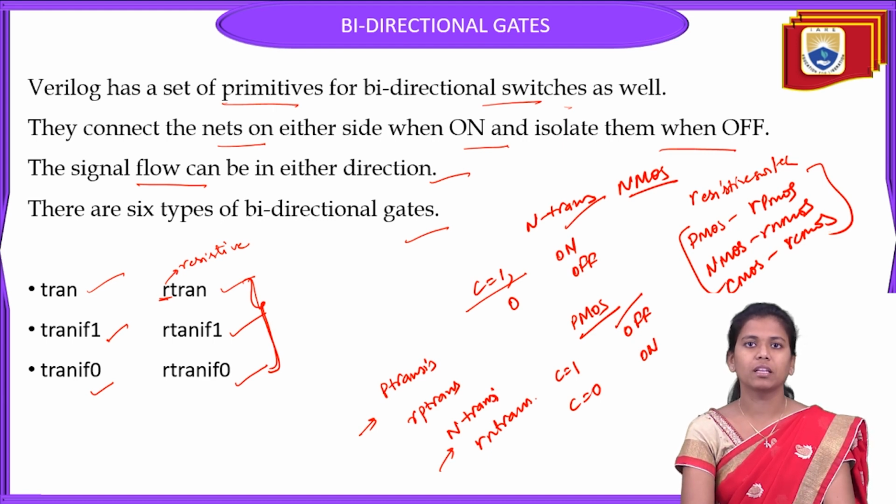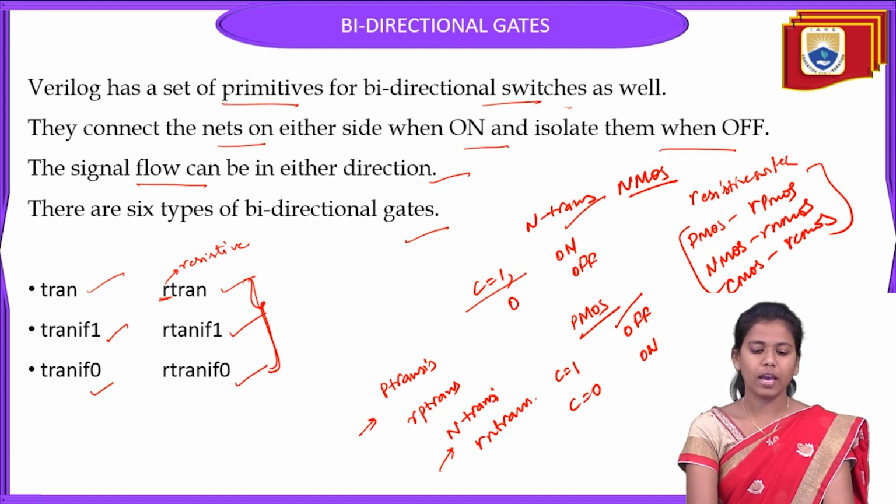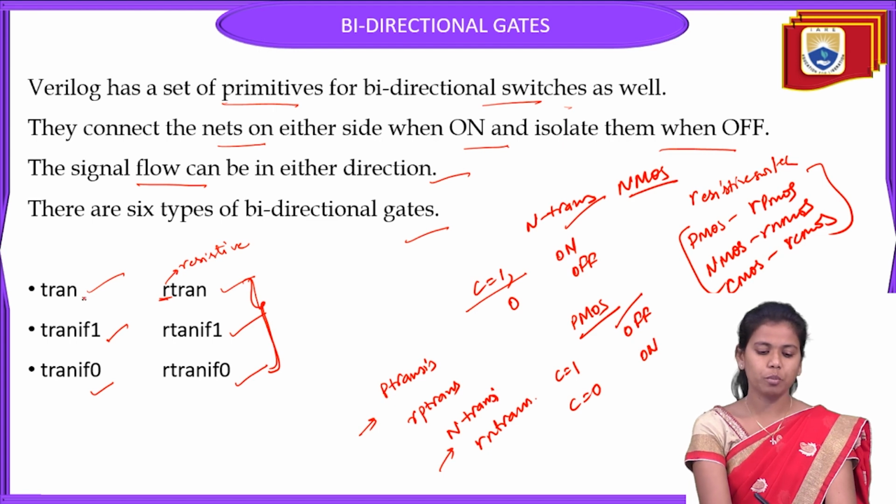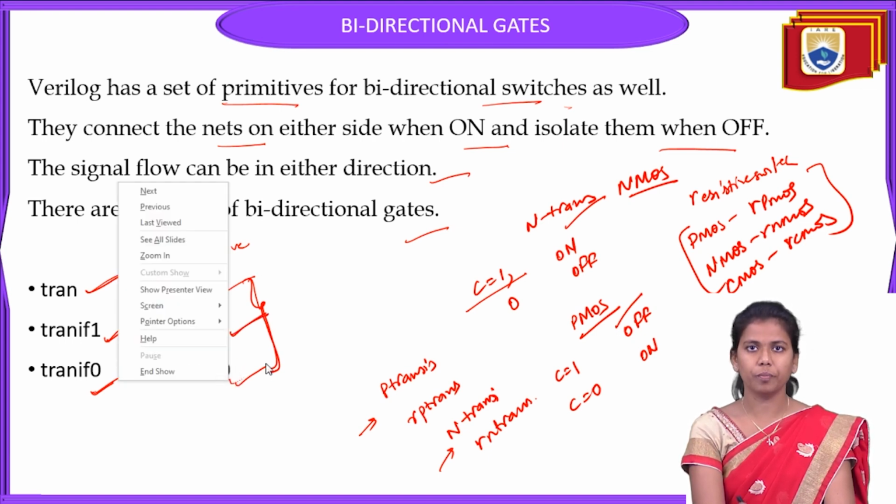So in the bidirectional switch, as I said, we have 6 types of bidirectional switch based on the transistor: Tran, Tranif1, Tranif0, RTran, Rtranif1 and Rtranif0.